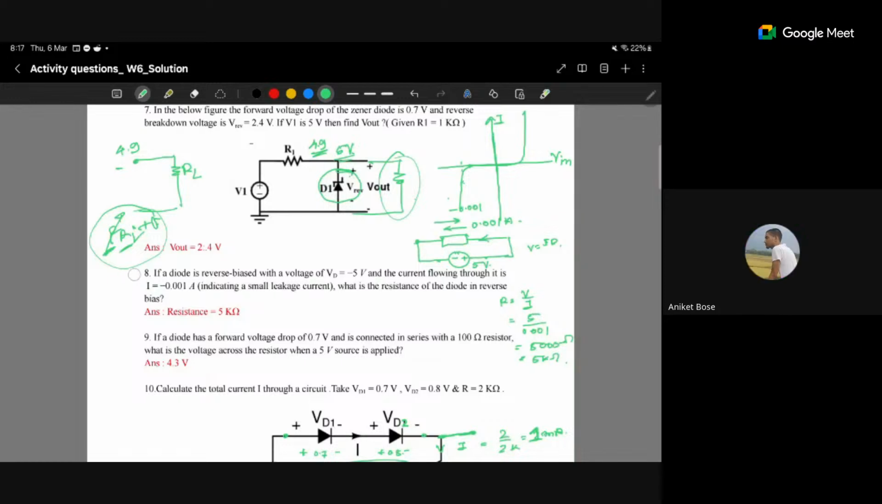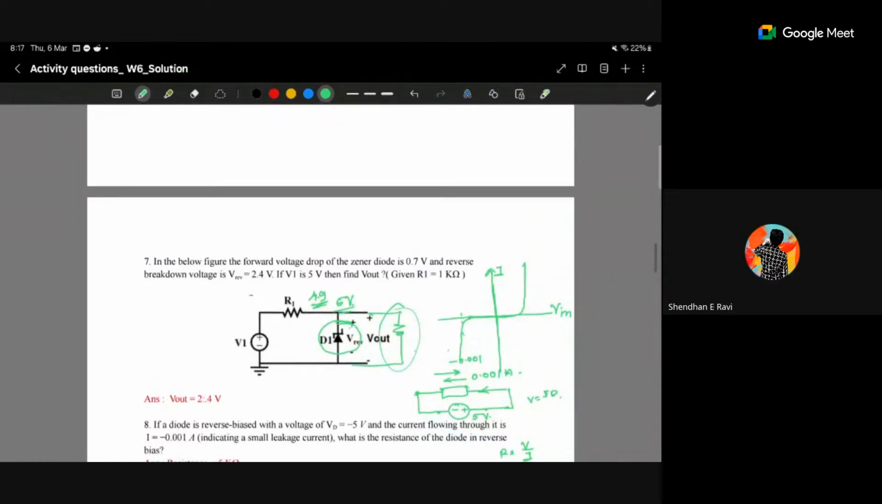Okay. Sir, for similar questions, where a voltage V1 is given, and the reverse breakdown voltage is given, and a voltage drop is given, if the input voltage is higher than the breakdown voltage, will the V out always be equal to the breakdown voltage, or will there be any special cases, or is this the standard thing?